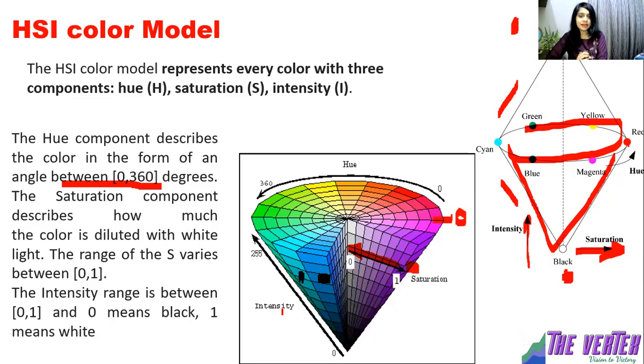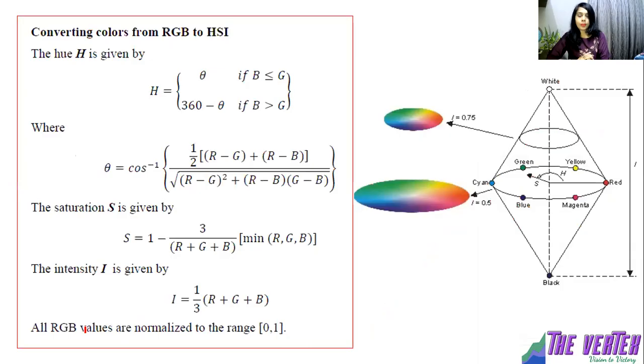The intensity, you can see, I have shown you intensity varying in this direction. That means on the downside it is black, the intensity is minimum, and on the upper side it is highest. The intensity ranges again between 0 and 1. 0 means black and 1 means white. So this represents the HSI color model.